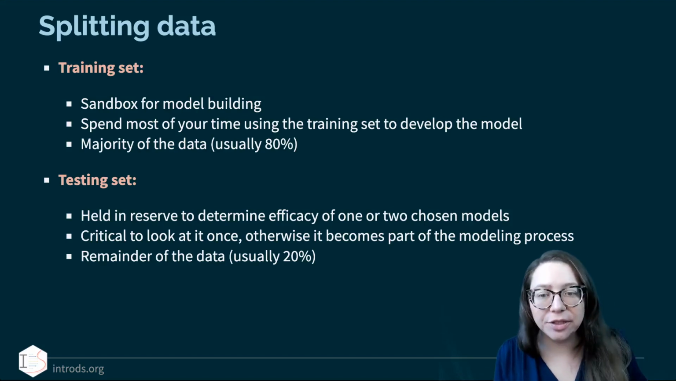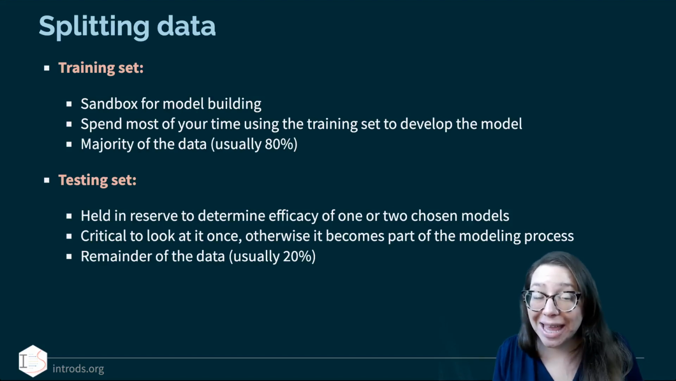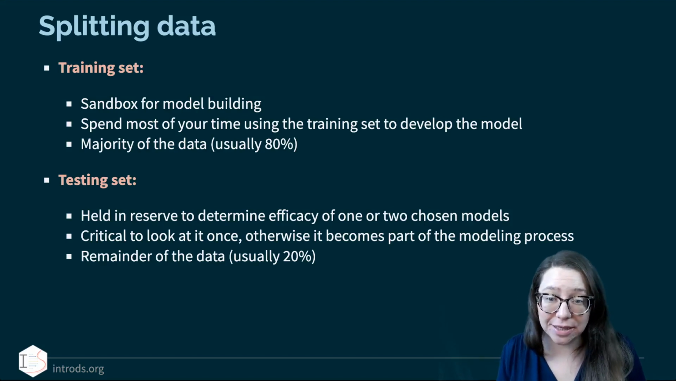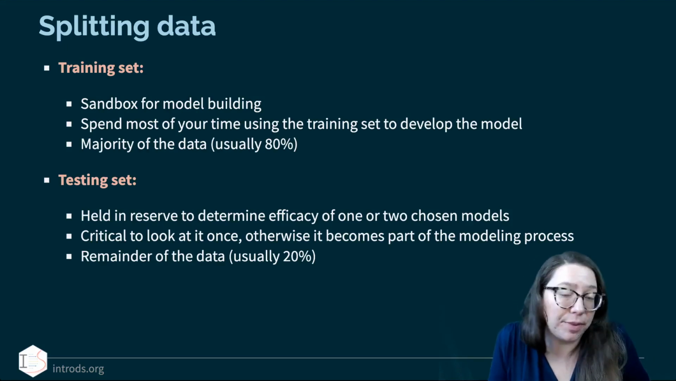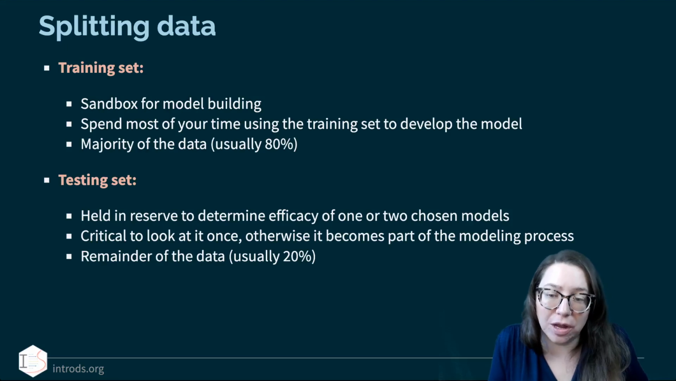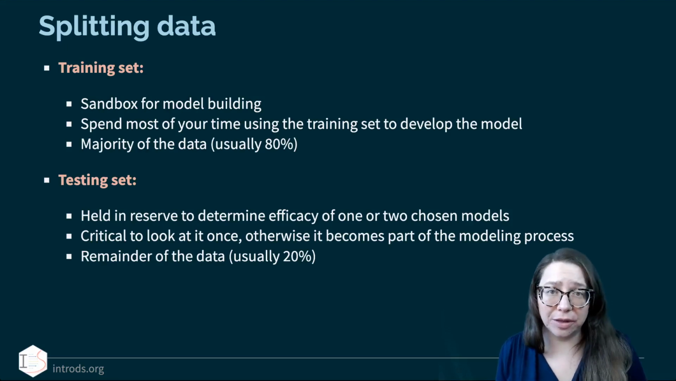So this is held in reserve to determine the efficacy of one or two chosen models. And you don't want to have that many candidate models that you're testing against it either, because it's really critical to only look at it once. Otherwise, it basically becomes part of the modeling process. And that's the remainder of your data, usually about 20%.